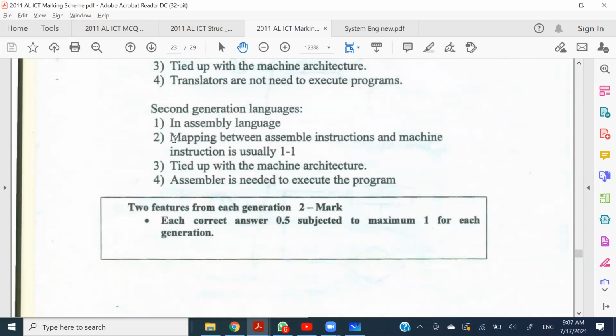Here, the second point says the mapping between assembly instruction and machine instruction is usually 1 to 1. What does that mean? If you have 10 lines in assembly language, you get 10 lines in machine language as well. Right? Each line is translated directly into one line of machine language. So that is what we call 1 to 1 translation. When we are doing high level language, it is not going to be like that. One line of a high level language will be translated into many lines of machine language, right?